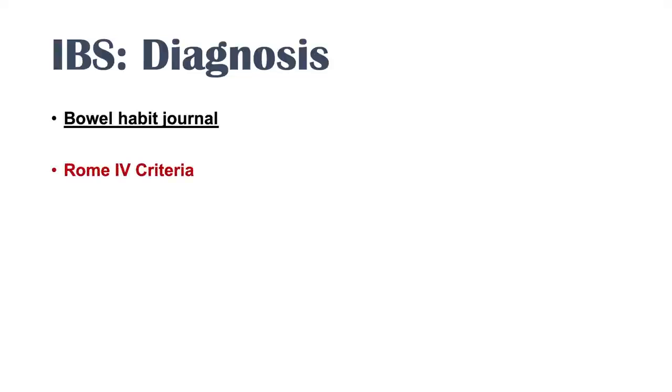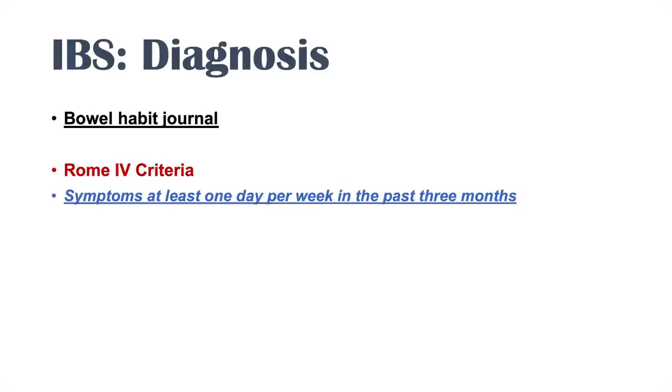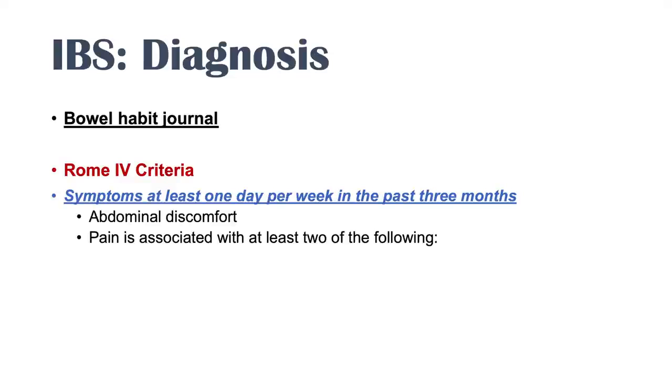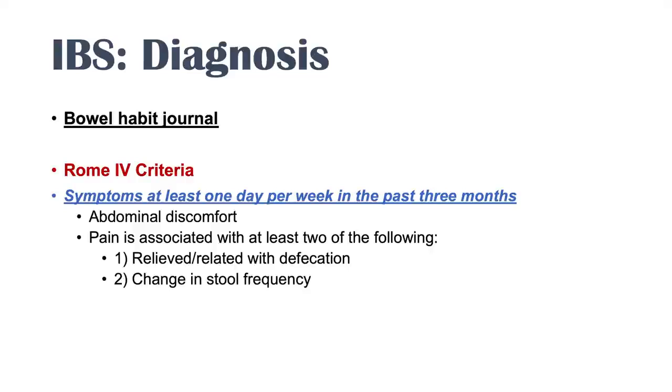And then we use what is called the Rome 4 criteria. The Rome 4 criteria are a set of criteria based on the history of symptoms that will help us make the diagnosis of IBS. Symptoms have to occur at least 1 day per week in the past 3 months. So at least 1 day per week for at least 3 months. And what are these symptoms? The symptoms include abdominal discomfort or pain, and that abdominal discomfort or pain is associated with at least 2 of the following. 1, the pain is relieved or is related to defecation. 2, the pain is associated with a change in stool frequency. Or 3, the pain is associated with a change in stool consistency.